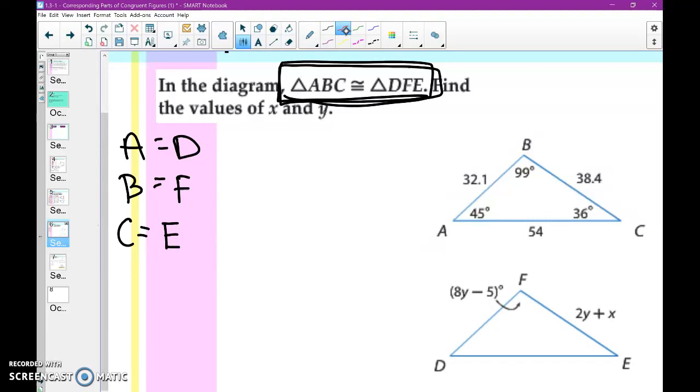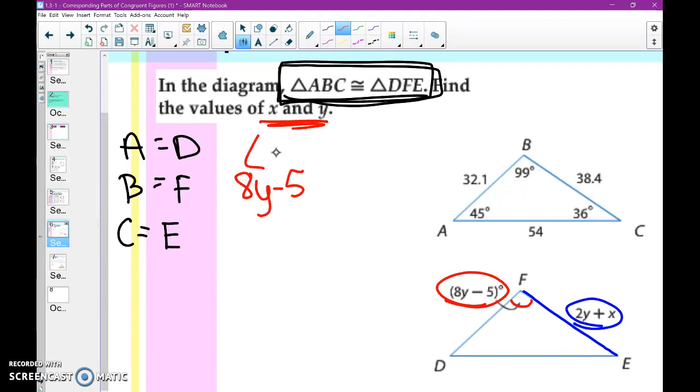with what. Now, if I look at my picture, I'm trying to solve for X and Y. I've got 8y minus 5 at angle F, and I've got 2y plus X on side FE. So I'm going to have to figure out what those pieces of the puzzle match with in the other triangle in order to set them equal to something. I know I can't deal with this one yet because it's got two variables. I can't do something that's got a y and an x there, so let's tackle the thing that's just 8y minus 5 first.